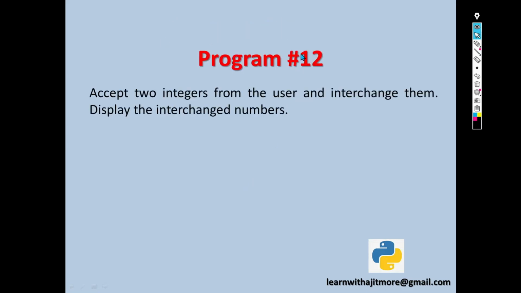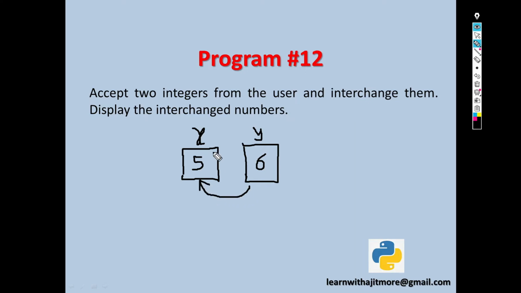Problem number 12. See here. We have to accept two integers from the user and interchange them. Display the interchanged numbers. What we have to do is, we are going to accept two values, x and y, and whatever the content of x and y is, it is to be interchanged, meaning the 6 should come in place of 5 and 5 should go in place of 6. The memory content should be exchanged.